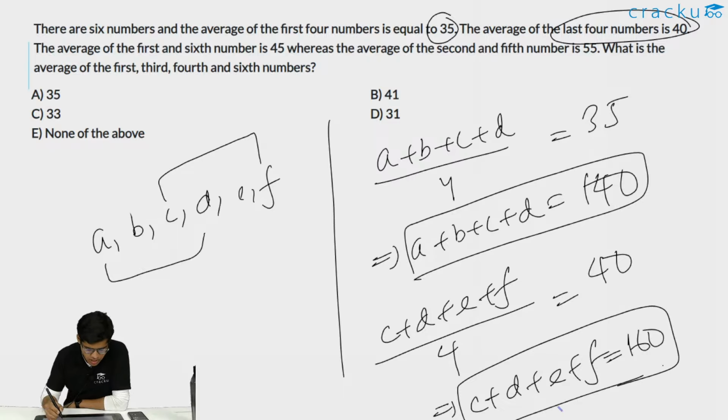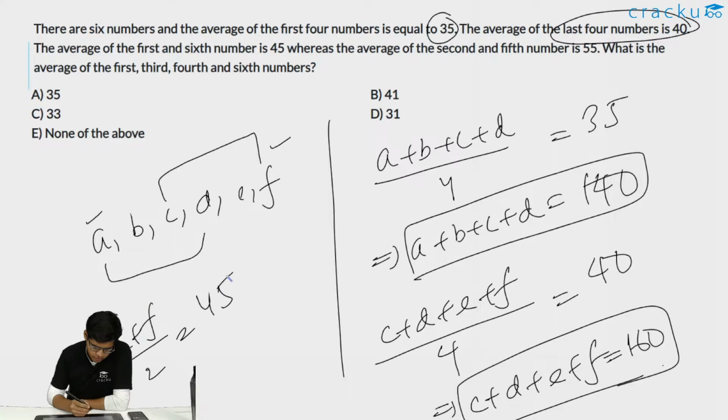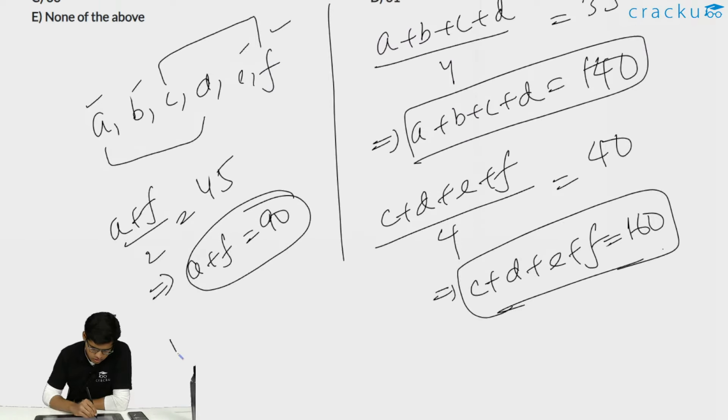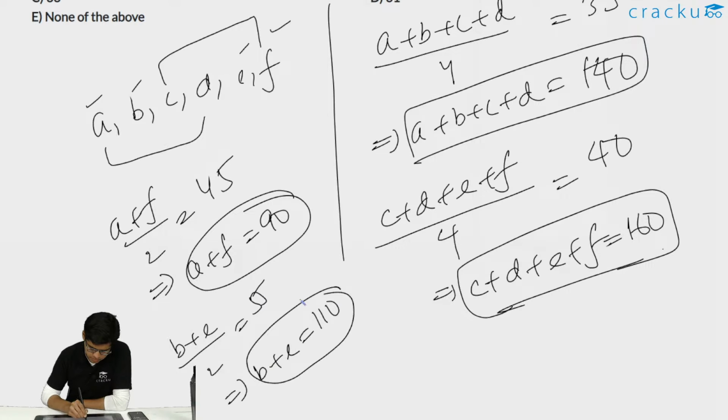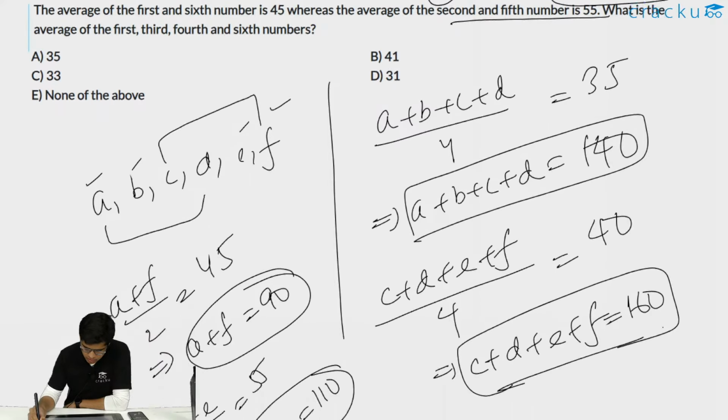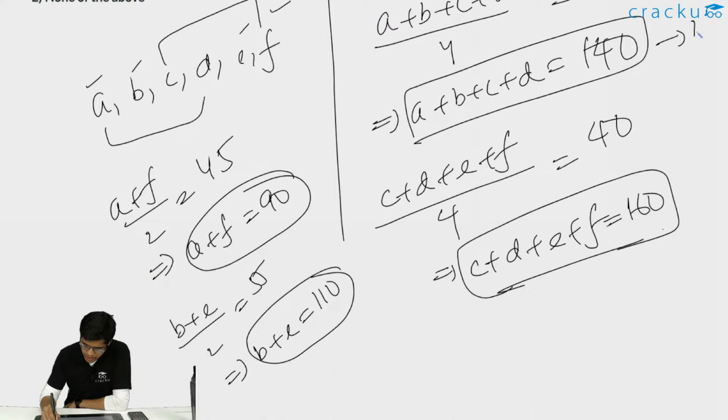Fine. Average of the first and the sixth number is 45, means (A plus F) by 2 equals 45, or A plus F equals 90. And the average of the second and fifth number is 55. So (B plus E) by 2 is 55, or B plus E equals 110. So the average of the first, third, fourth and sixth number. Now adding 1 and 2.